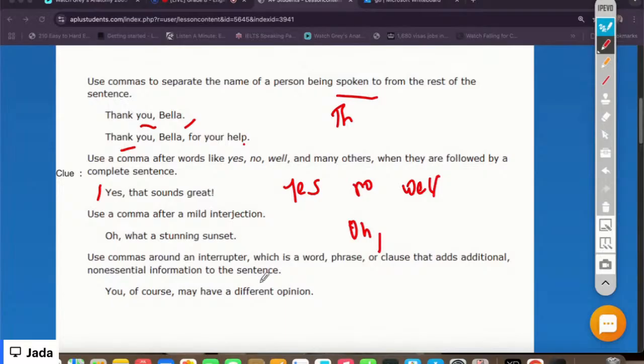Now use commas around an interrupter, which is a word, phrase, or clause that adds additional non-essential information to the sentence. So "You, of course, may have a different opinion." So something like this, you have to use a comma in between to separate it from the sentence. Okay.